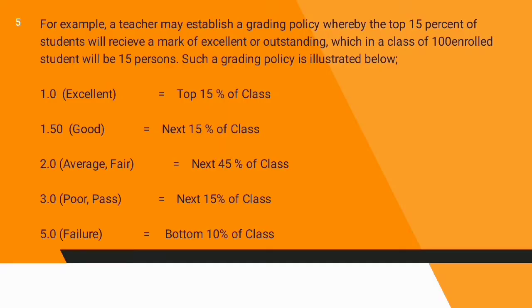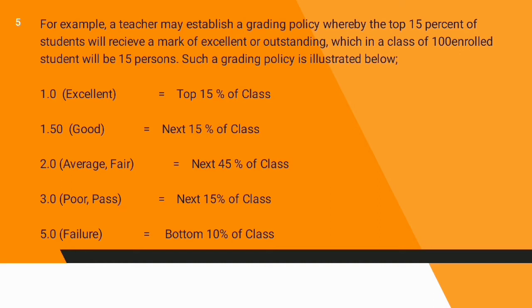For example, a teacher may establish a grading policy where the top 15% of students will receive a mark of excellent or outstanding, which in a class of 100 enrolled students will be 15 persons. Such a grading policy is illustrated below. A grade of 1.0, excellent, is the top 15% of the class.